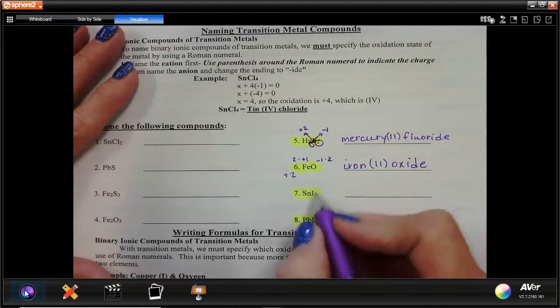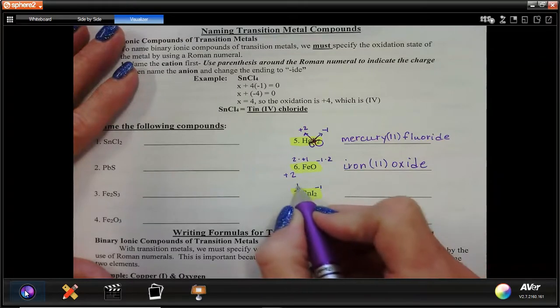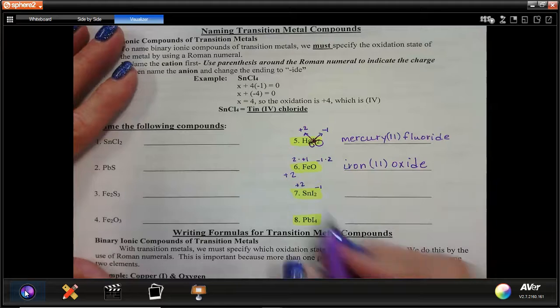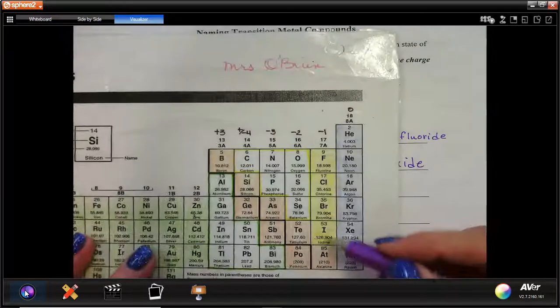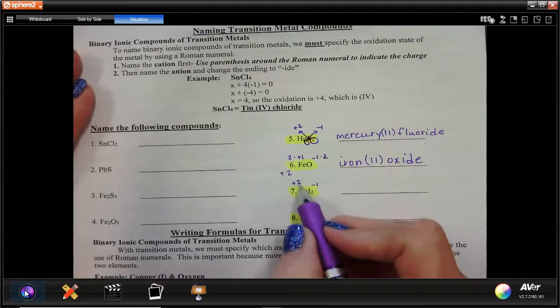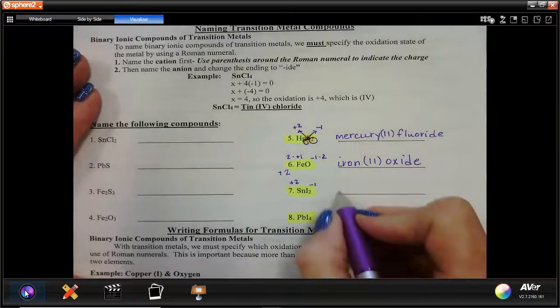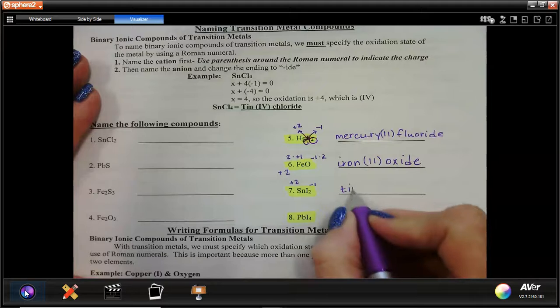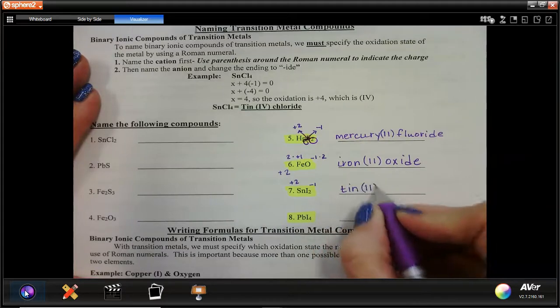Okay, let's try the next one. Uncrisscross. That means a -1 there for iodine and a +2 there for tin. Does iodine have a -1 oxidation number? Yeah, it's in the halogens. It is a -1, so that means that the +2 on tin is correct. So we name this tin(II) iodide.